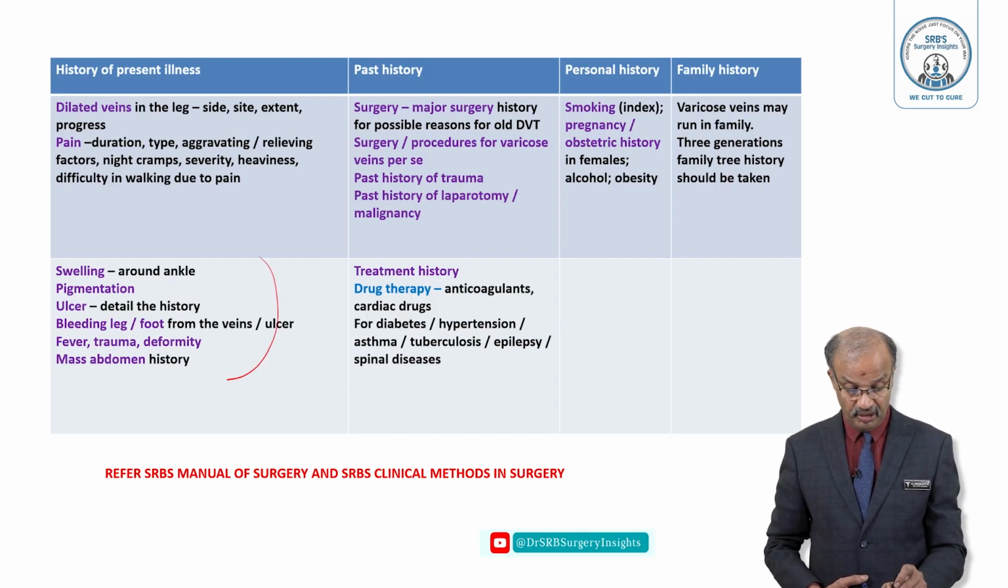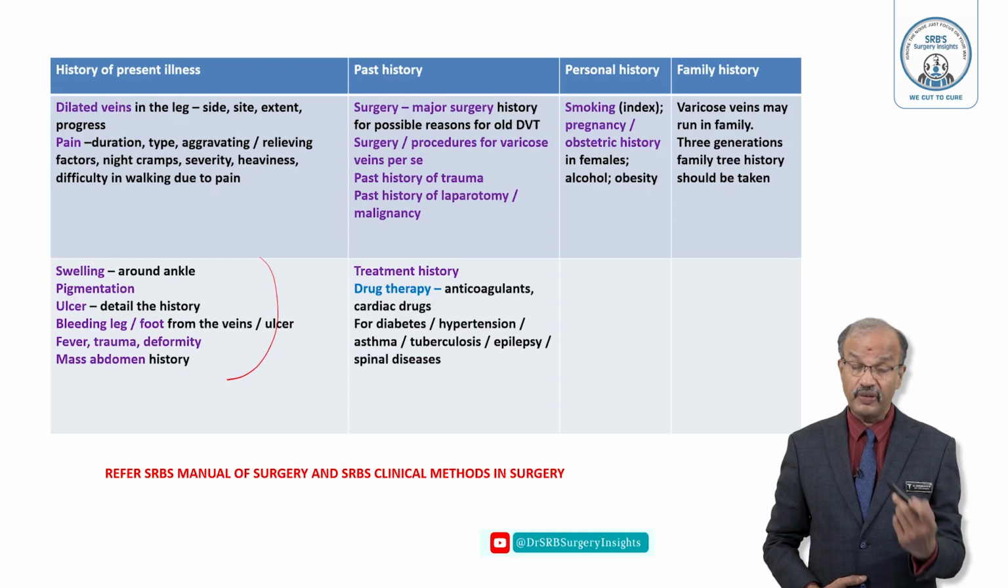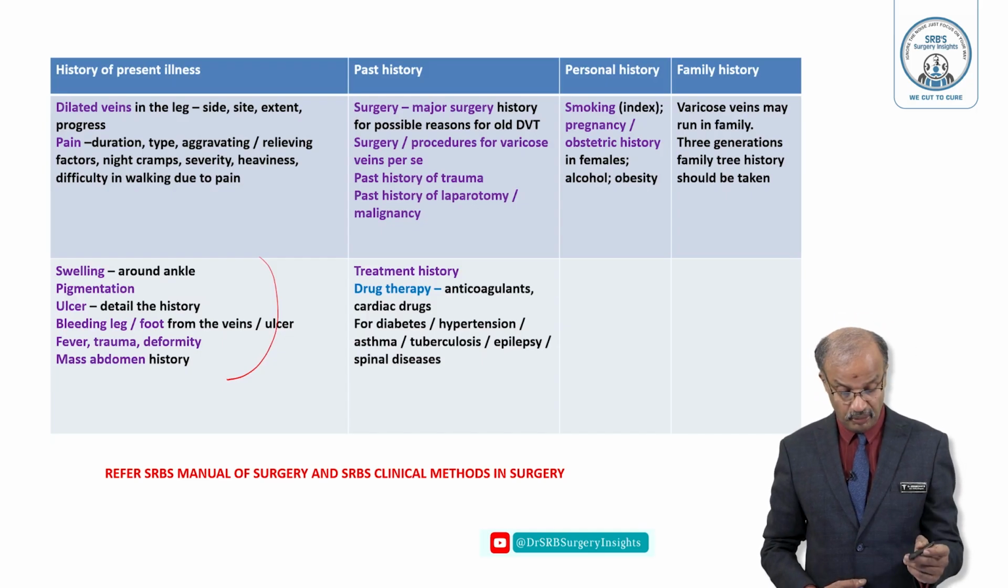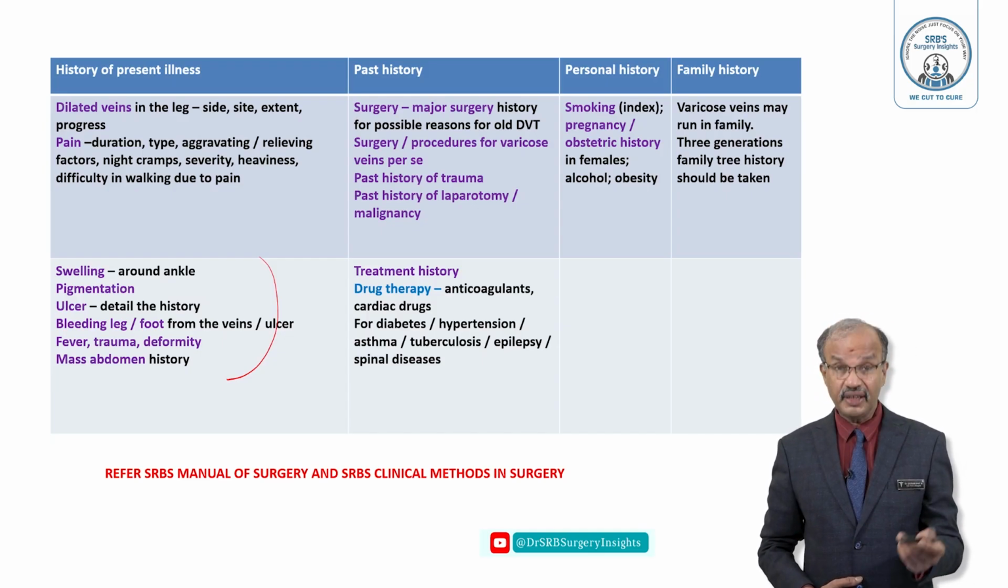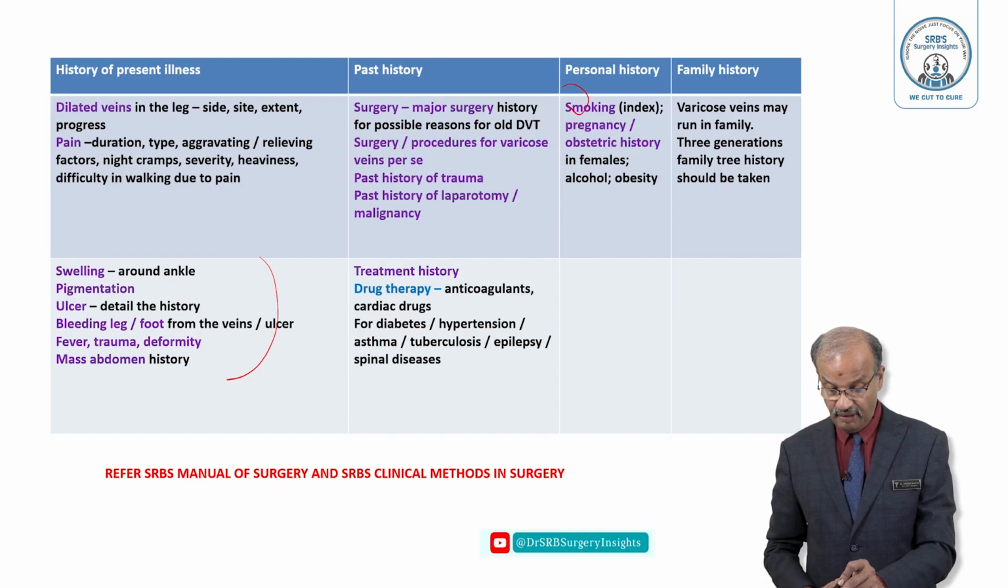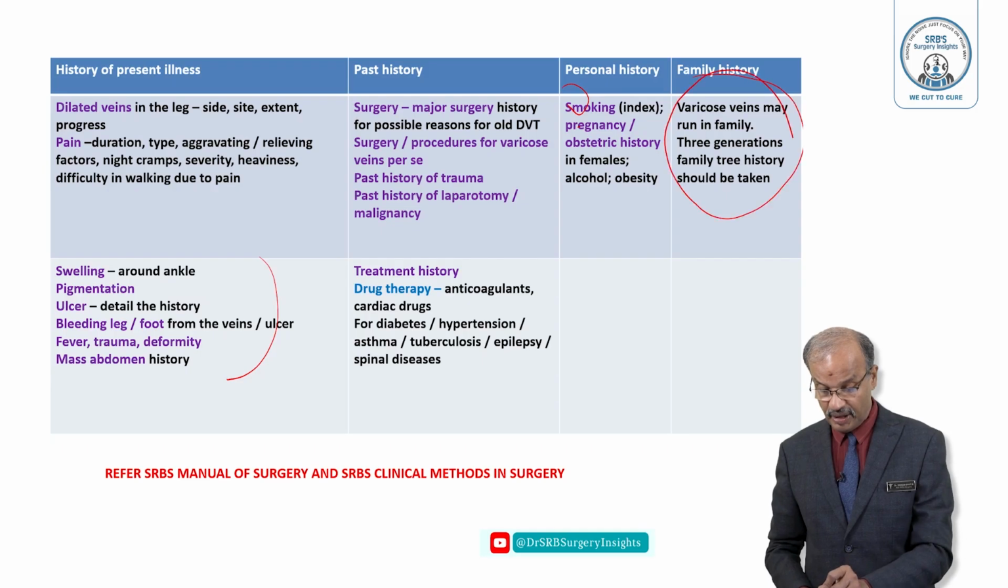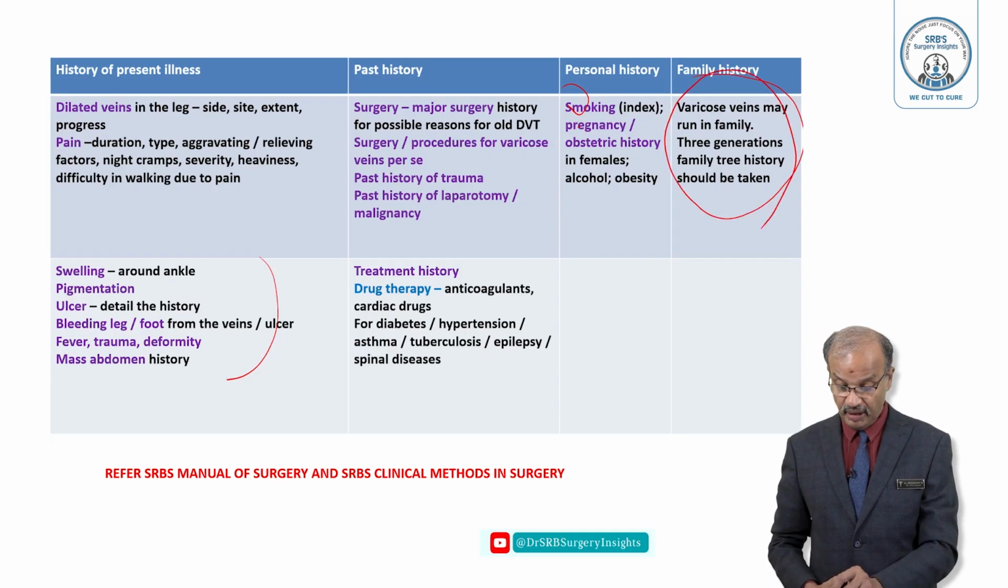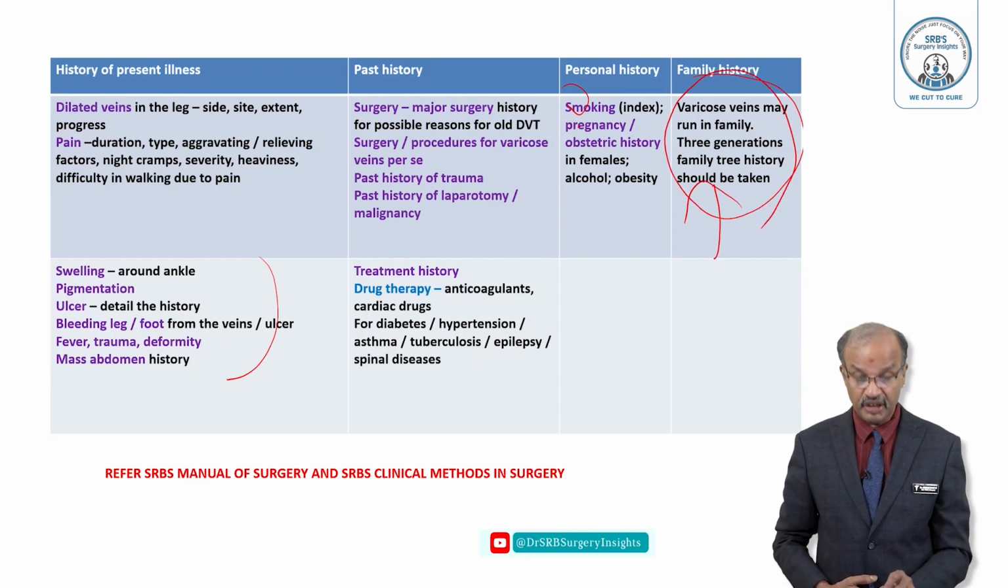So previous surgery is important: previous surgery for varicose vein, and previous surgery in the abdomen. Trauma is important. Malignancy can cause different results. Smoking is important. Pregnancy, obstetric history, and running in the family. Three-generation family history is important, as it may run in the family. This is also important. Then treatment history.